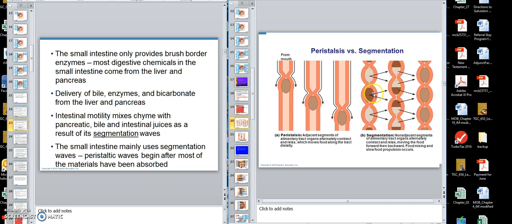So you want to break it into smaller pieces to give increased surface area and bounce it up and down a little bit to mix well with the digestive enzymes. Segmentation waves occur when the chyme enters the small intestine. Peristalsis is after you've done all the work. That's the secondary type of thing. The small intestine mainly uses segmentation waves. Peristaltic waves begin after the materials have been absorbed. That's to push it along. This is to mix it, and that's to push it along.